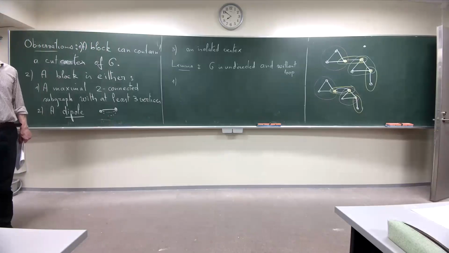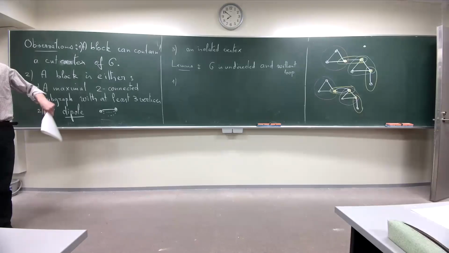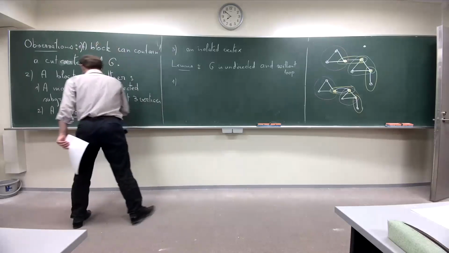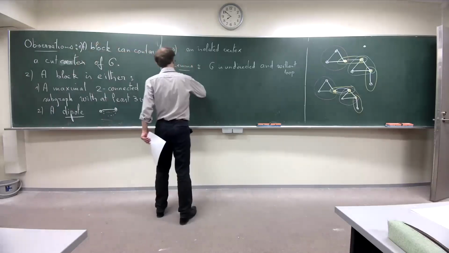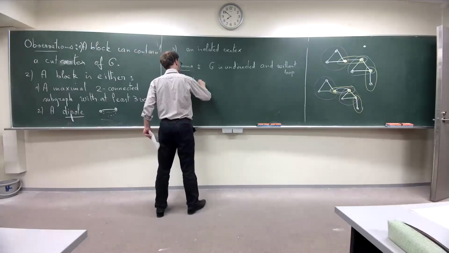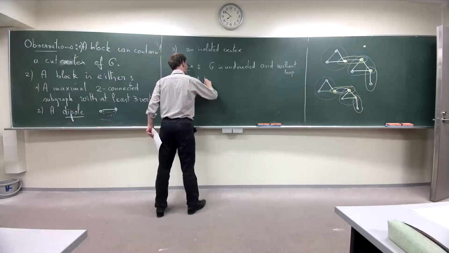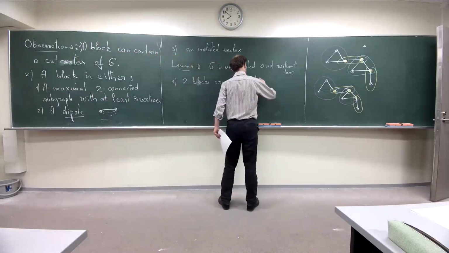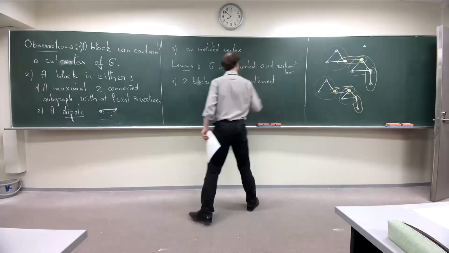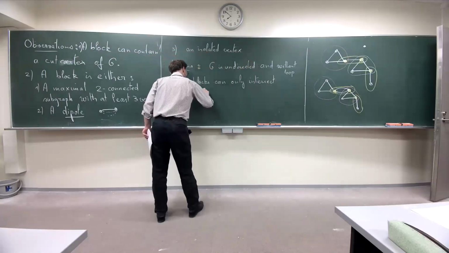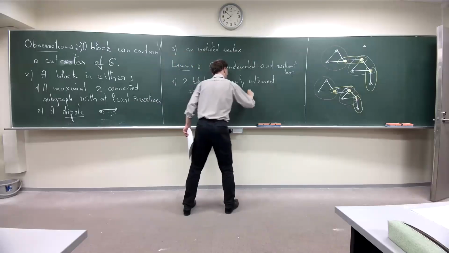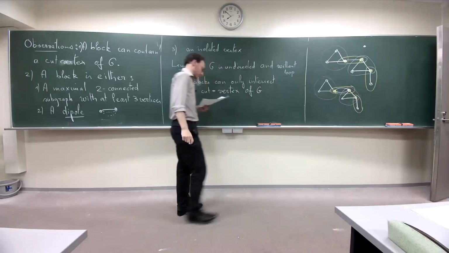But in addition, if you cut them, you disconnect the initial graph. So this is the first observation or the first part of the lemma. Any two blocks can only intersect at a cut vertex of the initial graph, G.